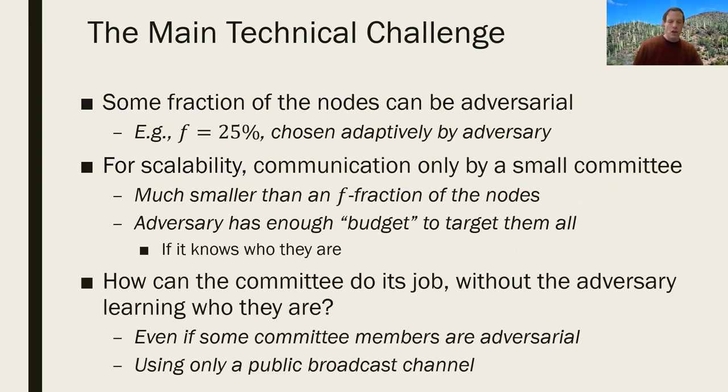And here is the main technical challenge that we're facing when we try to work in this environment and get a scalable computation. We assume that there is some fraction of the nodes that could be adversarial, and let's think of the fraction being 25%. And moreover, these are chosen adaptively by the adversary and can change from one round to the next. Now, I said that for scalability, we want communication to be done only by a small committee. There are only a small number of parties that need to talk. In particular, because we want it to be scalable, that committee shouldn't grow as we have many nodes in the system. So eventually, if we really have enough nodes in the system, that committee consists of less than an F fraction of the nodes. But that means that the adversary has a corruption budget which is large enough for all of them. So if the adversary knows who the committee is, well, then it can just corrupt them all. And from that point on, the adversary controls everything.